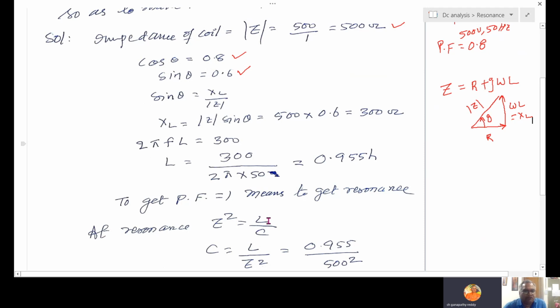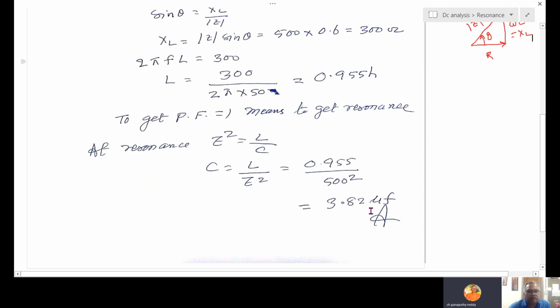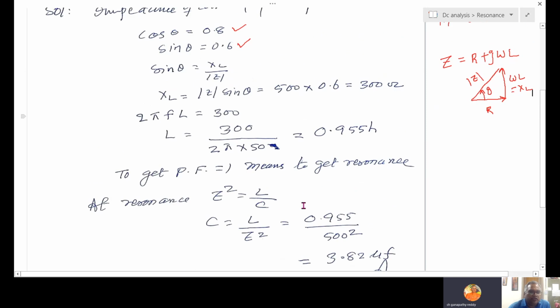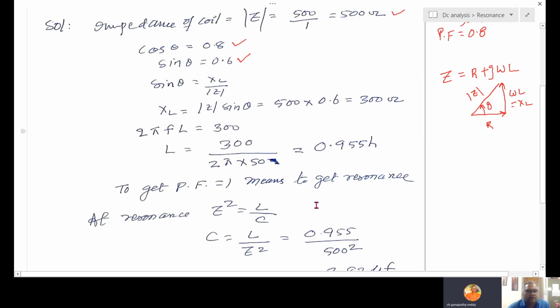So therefore, C equals L by Z square. Z is 500 square, L value already done. Calculate C, so 3.82 microfarads. I am using this formula because we are doing it at resonance. At resonance only this formula is valid.